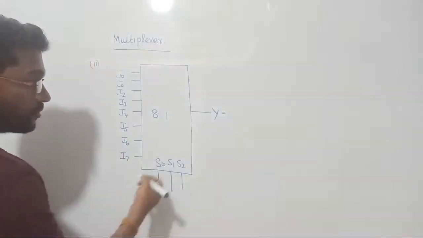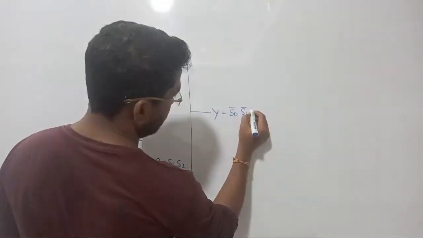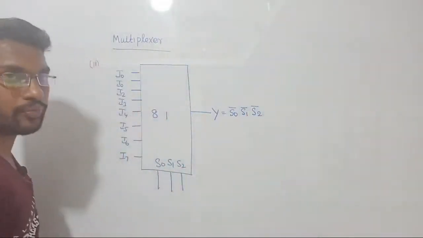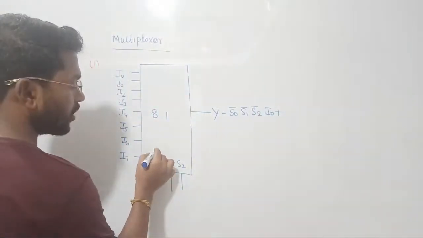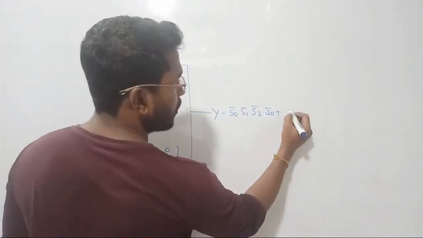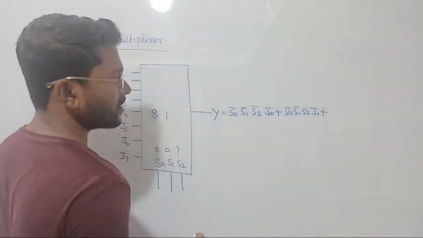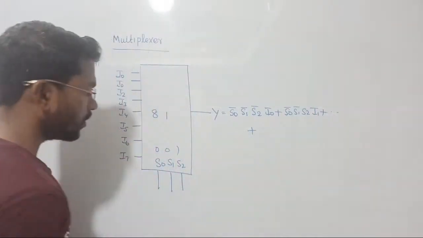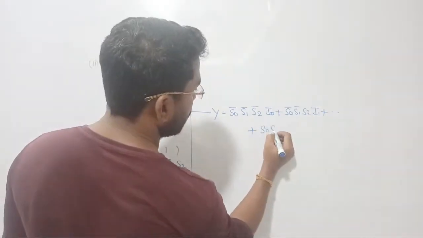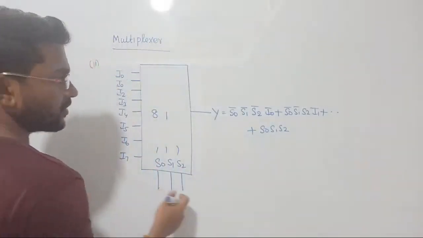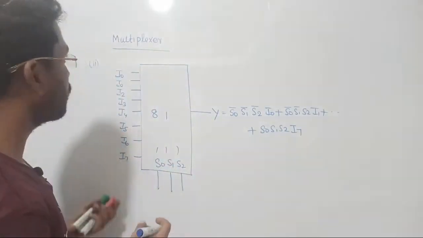So automatically what will be the output? Let me write the first one. First one is going to be all are 0, such that it can be written as S naught bar, S1 bar, S2 bar into I naught, right? Second combo is going to be 0 0 1, such that it is going to be S naught bar, S1 bar into S2 into I1, plus you can just continue these operations until the last one. Final one in the sense all are going to be 1 1 1, such that it is going to be S0, S1, S2, and the last variable that we are considering here is called I7. Clear? So that is how we are bringing the final answer for multiplexer, right?